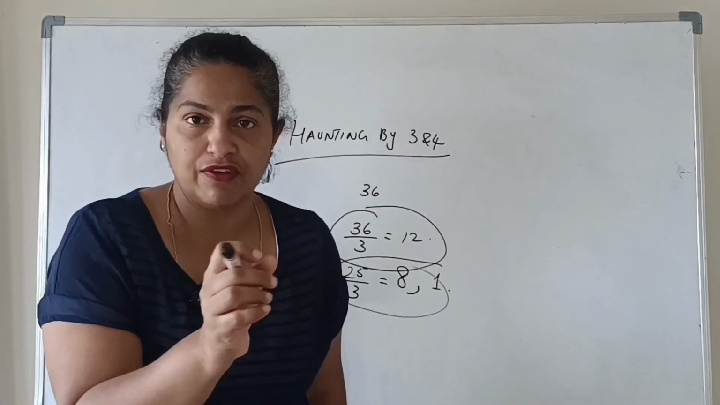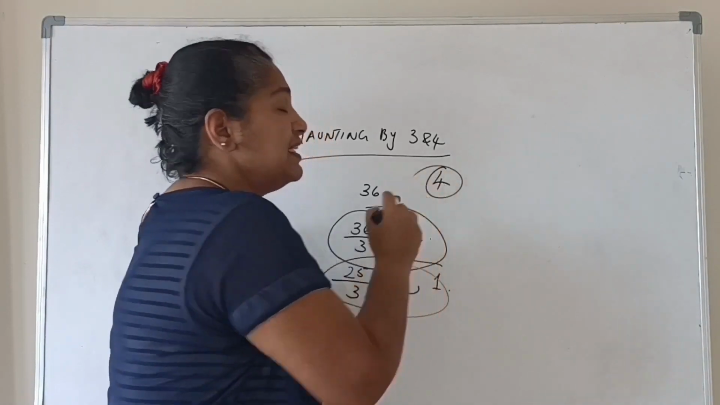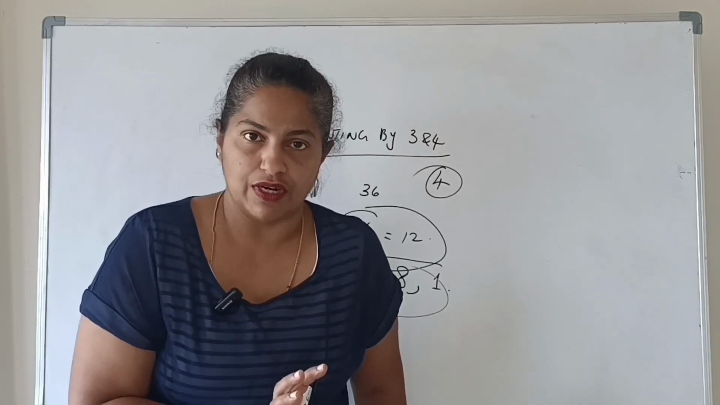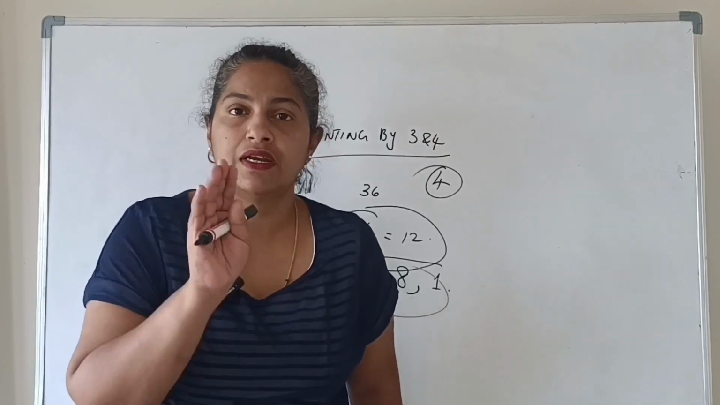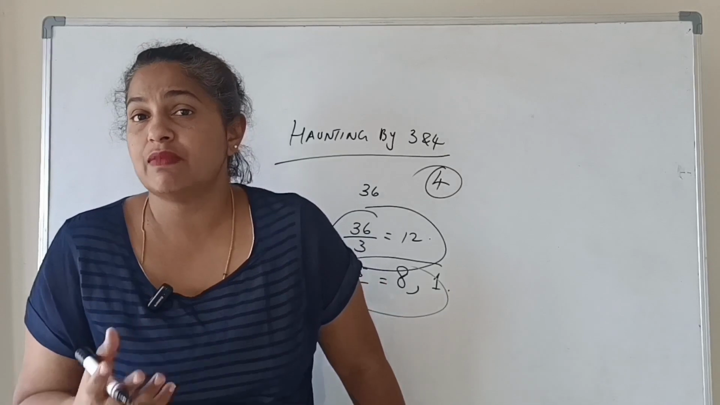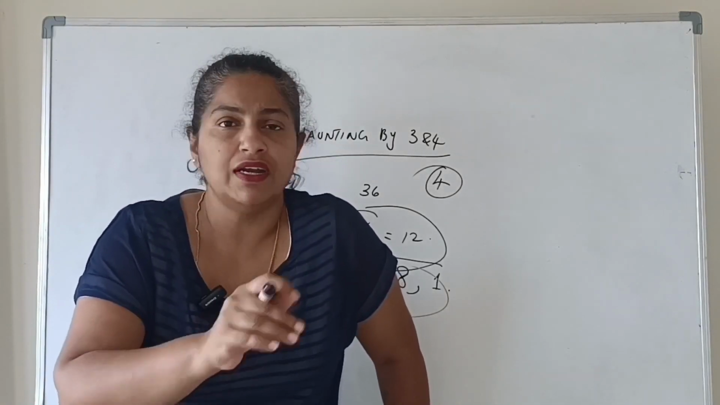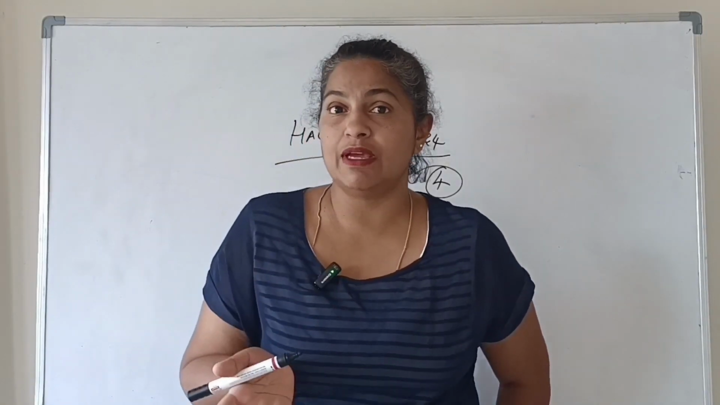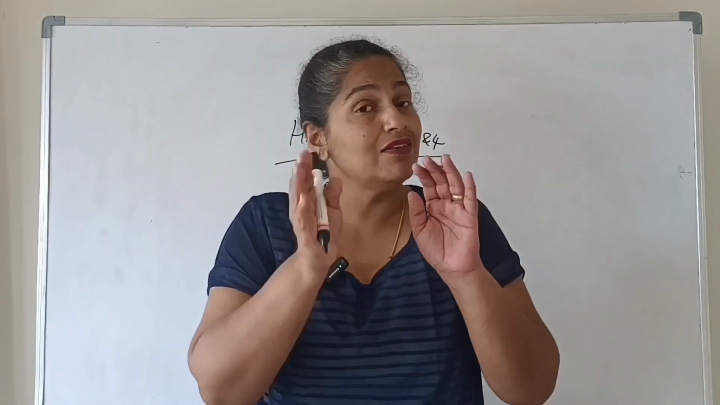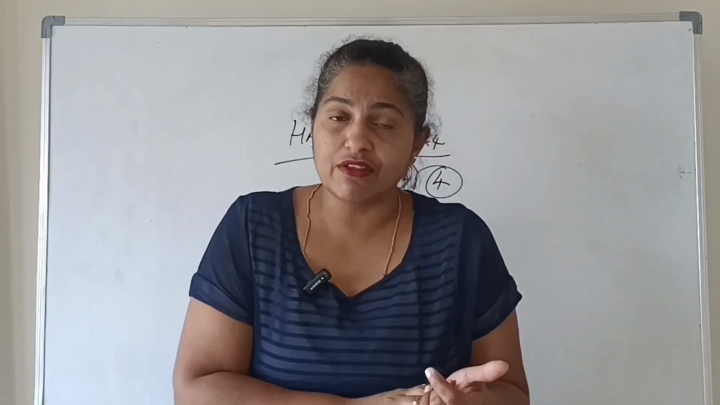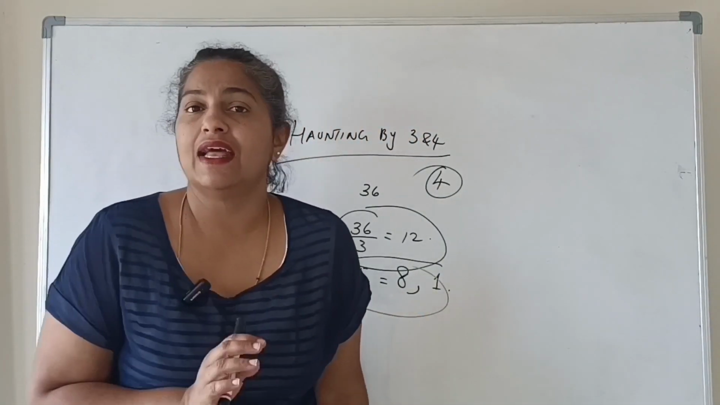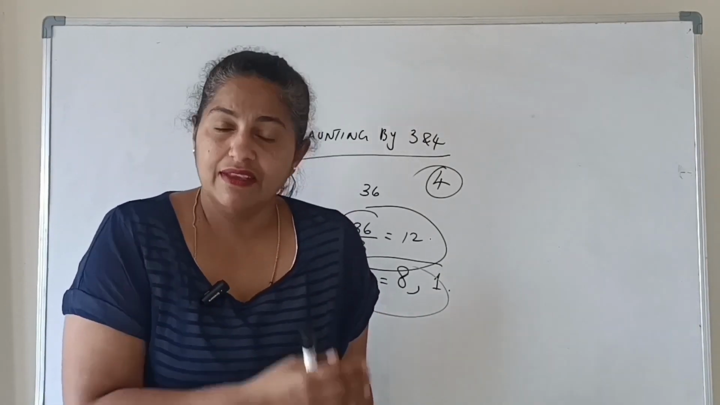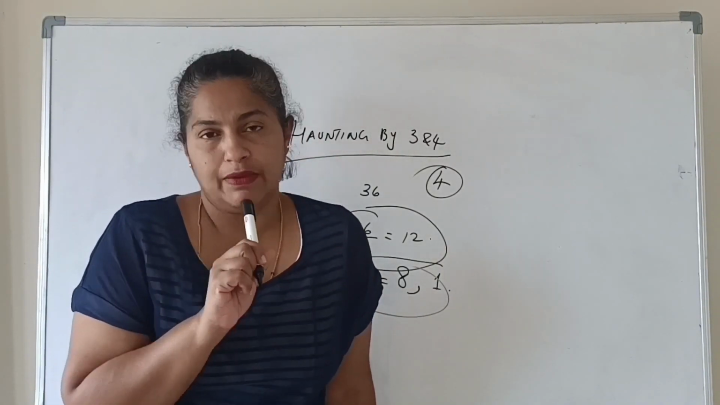Same with 4 also. Whenever I am dividing a perfect square by 4, it is either completely divisible by 4 or leaves a remainder of 1. Okay. So a perfect square is either completely divisible by 3 or leaves a remainder of 1, and is either completely divisible by 4 or leaves a remainder of 1.